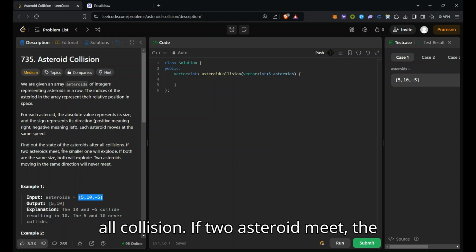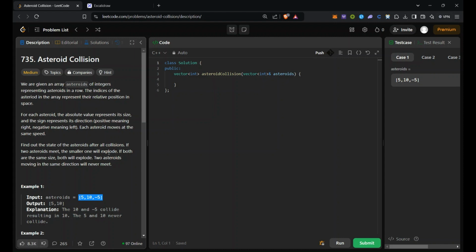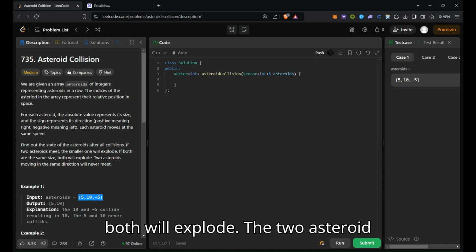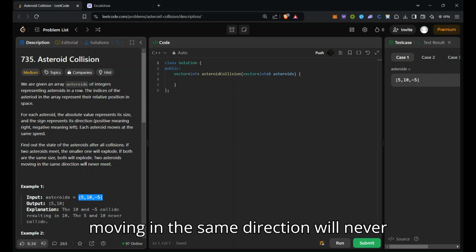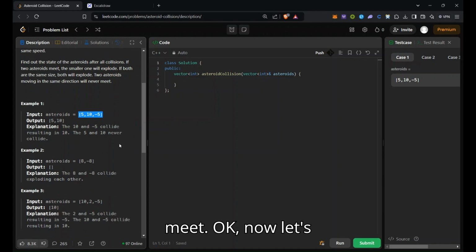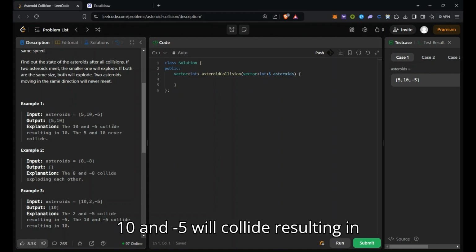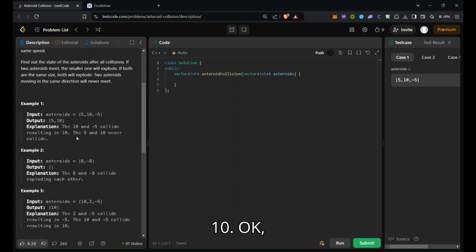If two asteroids meet, the smaller one will explode. If both are the same size, both will explode. Two asteroids moving in the same direction will never meet. Now let's check this example: asteroids 5, 10, and minus 5. The 10 and minus 5 will collide, resulting in 10.